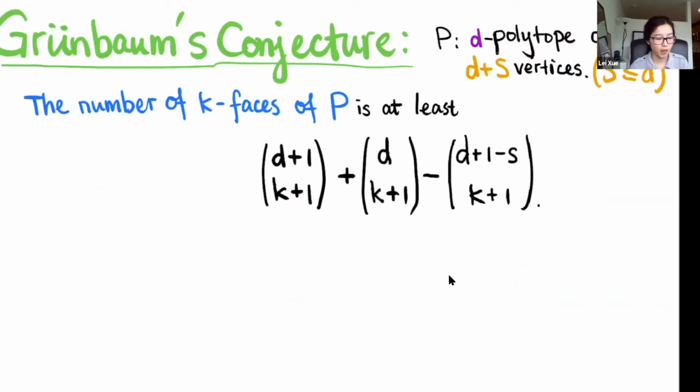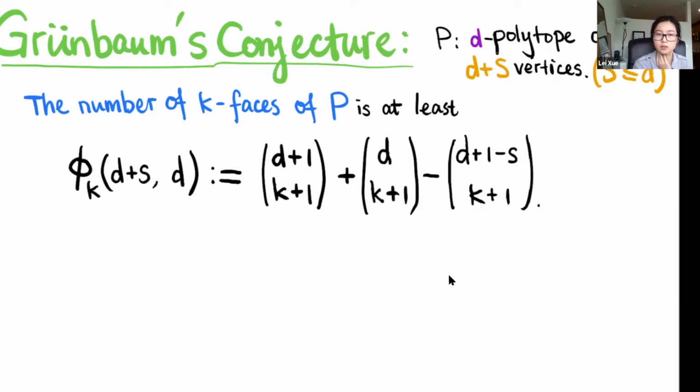Okay, so the dimension is D, and we have up to 2D vertices. So we say D plus S is the number of vertices. And then Grünbaum conjectured that the number of K faces of such a polytope will be at least this many, this alternating sum of binomial coefficients. And since we'll be working with this formula for most of our talk today, we're going to give it a name, call it phi K, and in the parentheses, the first entry denotes the number of vertices, and the second one denotes the dimension.